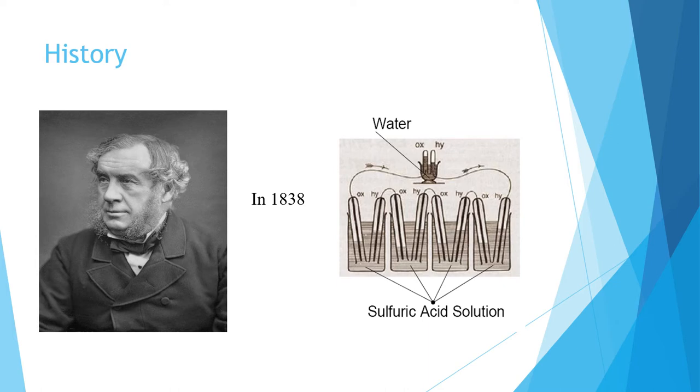In the year of 1838, Sir William Grove was the first person who invented the fuel cell. Here in this picture, this is a picture of Sir William Grove, and this is the picture of his invented first fuel cell. Here they used sulfuric acid solution and water, and with this they invented the fuel cell. So this is the basic history.